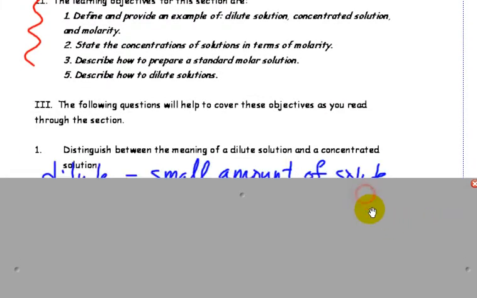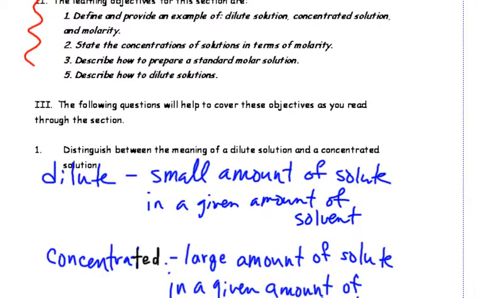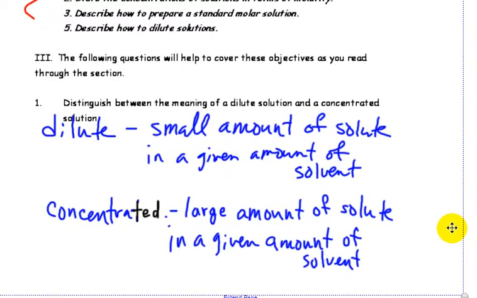Okay, so first of all, dilute versus concentrated solutions. If we're looking at just a qualitative comparison, dilute would be a small amount of solute in a given amount of solvent, whereas concentrated would have a larger amount of solute in that same given amount of solvent. So basically comparing one to the other, large amount versus small amount in terms of what's being dissolved in it.